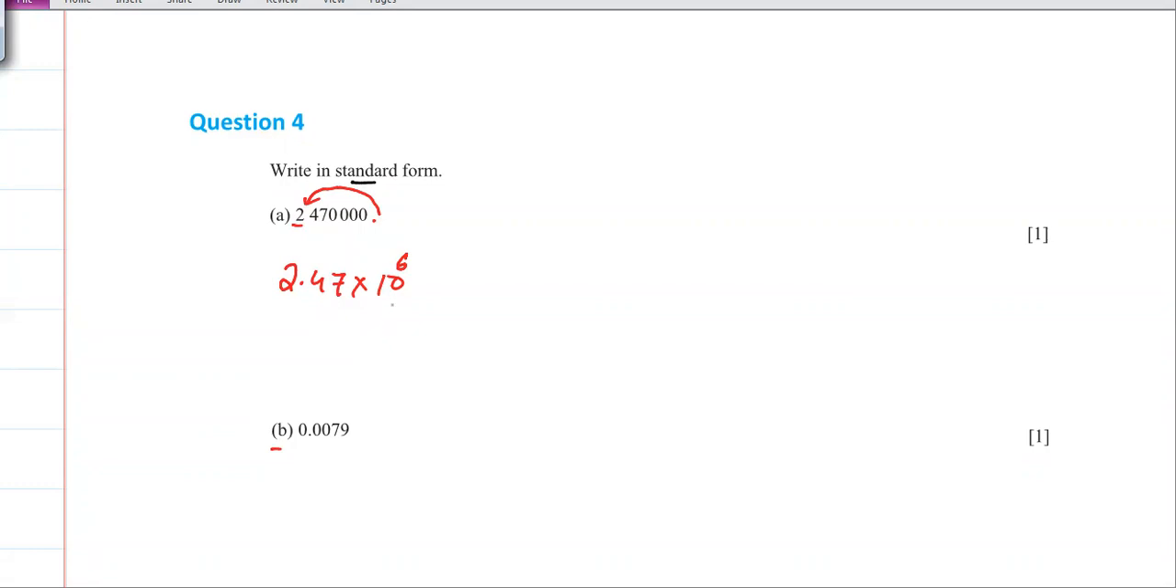That will not be a standard form. If you're writing 247 into 10 to the power 4, it's not a standard form. For standard form, the decimal must be after the first non-zero digit.